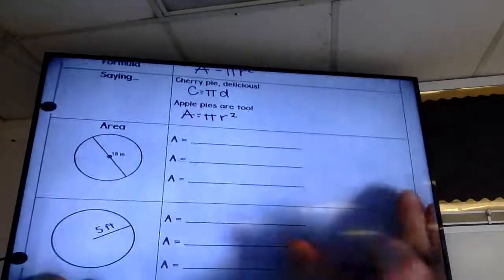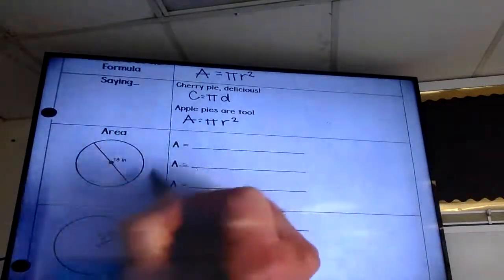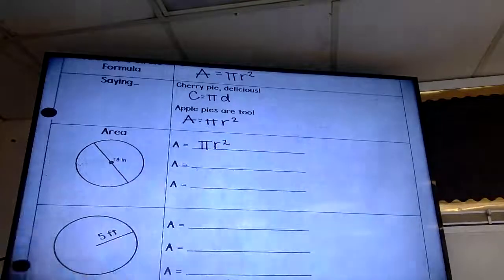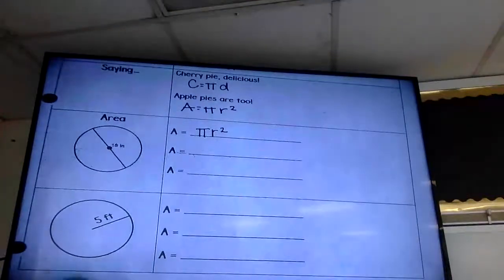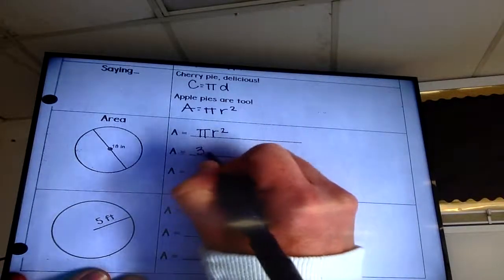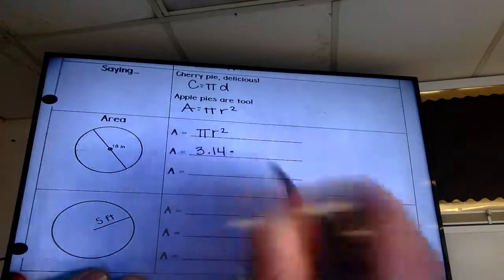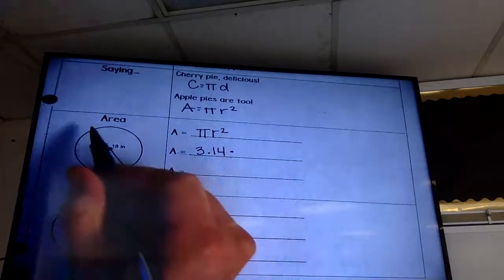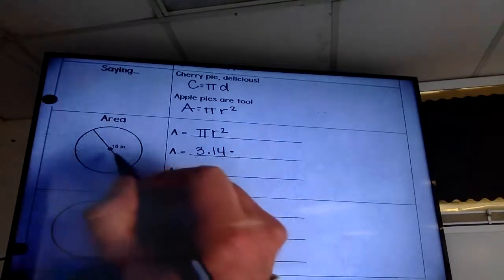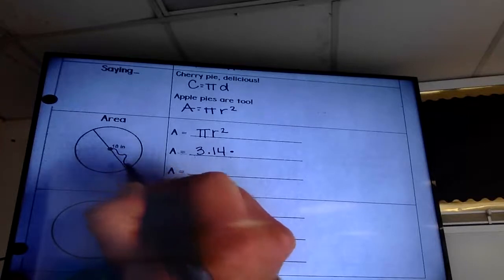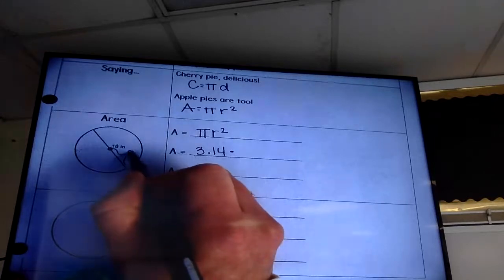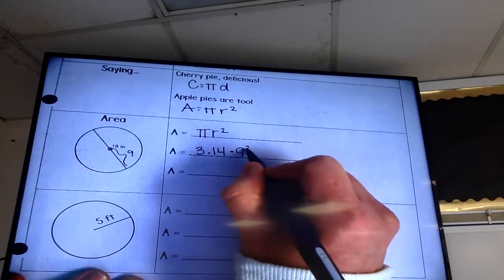So let's practice using our area formula. We have a circle here. I'm going to first write A equals pi r squared. And unless it tells me different, I'm going to use 3.14. So when I say A equals pi, I'm going to say 3.14 times the radius. Okay, what is this right here? Is this the radius? No, that's the diameter. Remember, radius is halfway across. So from here to here would only be 9. So I'm going to say times 9 squared.